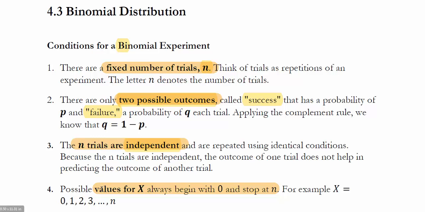And down here at the bottom, the possible values for x are always going to start off with 0 and stop at what we deem a success. In this case 0 would mean that there are no successes, going all the way up to n. So we'll outline those parts for the binomial distribution.